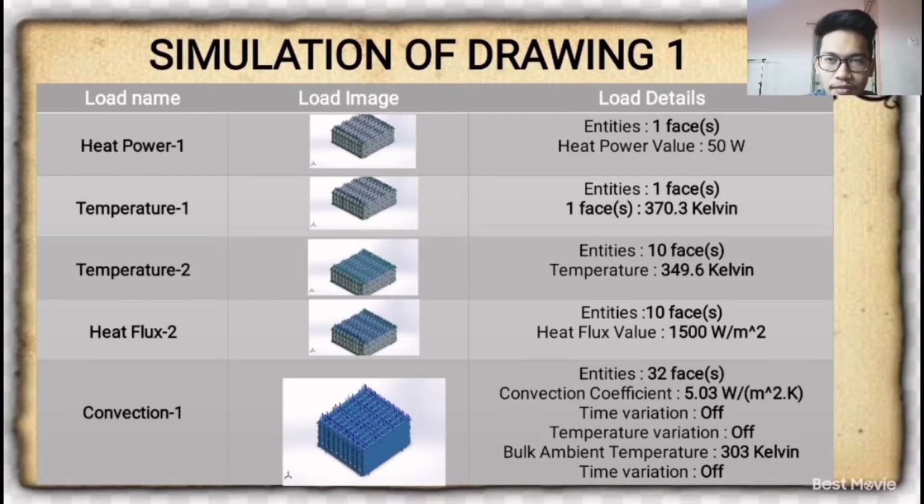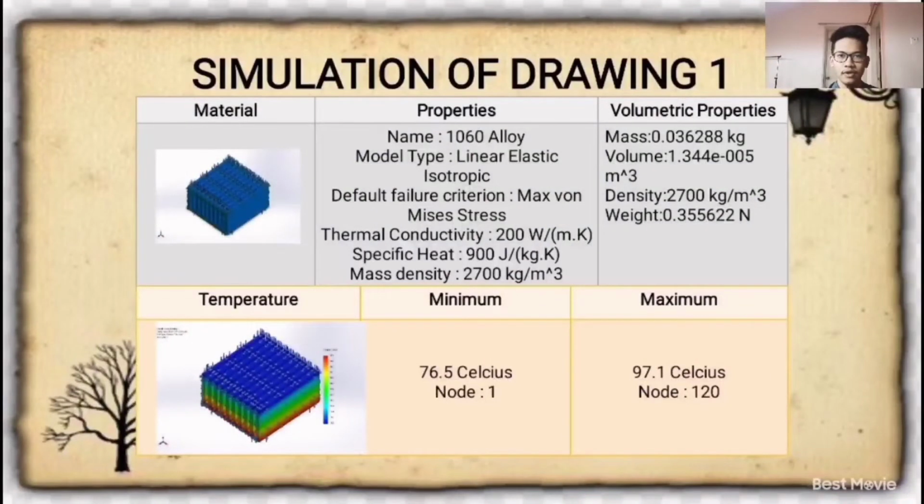For the properties, name 1060 alloy, model type linear elastic isotropic, default failure criterion max von Mises stress. Thermal conductivity is 200 watt per meter Kelvin. Specific heat is 900 joule per kg Kelvin. Mass density is 2700 kg per meter cubed. For the temperature, the minimum is 76.5 degrees Celsius, and the maximum is 97.1 degrees Celsius.